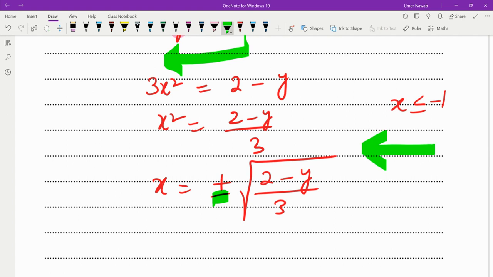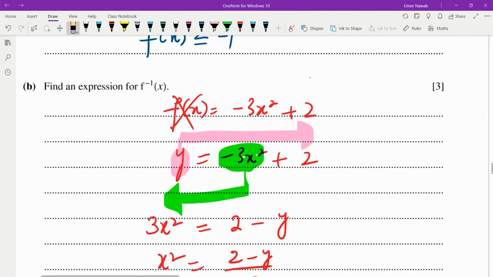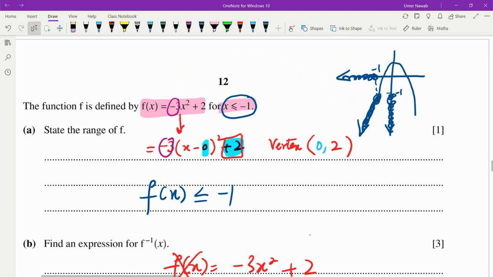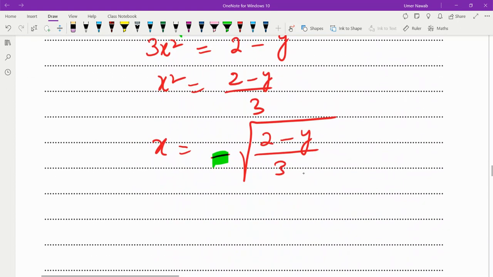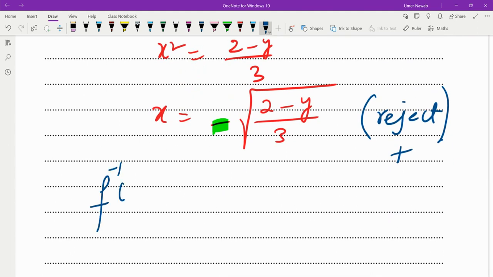So our domain was going to the left-hand side. On the left-hand side, our parabola was going down, right? So we have to take the value of x less than zero, the negative sign. So ignore the positive sign. Another important thing is whether you are going to use the left flap of the parabola or the right flap of the parabola. You are using the left flap, so you should use the minus sign, but reject the plus sign. Now the time has come to write f inverse of x. So f inverse of x.